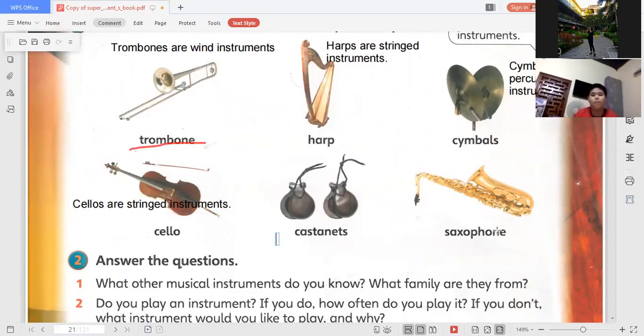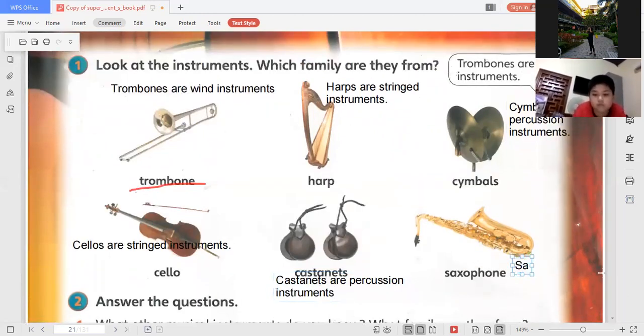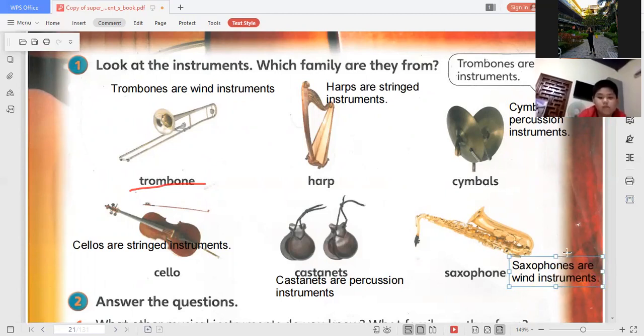Okay, let's have the castanets. How about the castanets? Percussion. One more time. Percussion instruments. Good job. And lastly, the saxophone. A wind instrument. Very good. Okay, so John, you already answered which family these instruments are from. Great job.